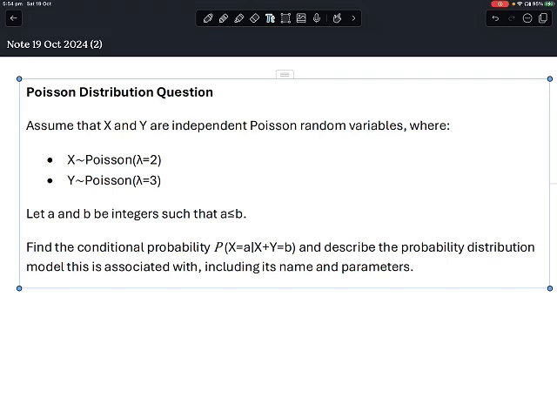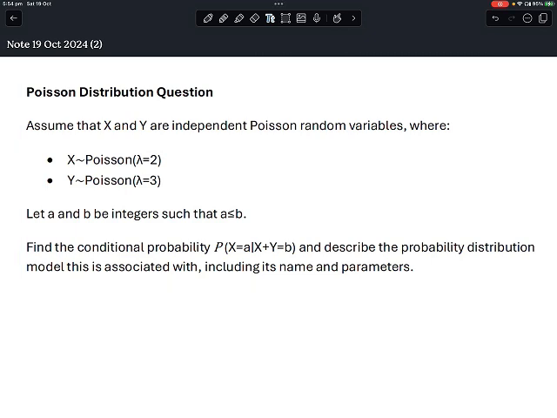So I'm Timothy. We are going to talk about a problem related to the Poisson distribution. These problems involve finding a conditional probability and determining the type of distribution related to the solution.